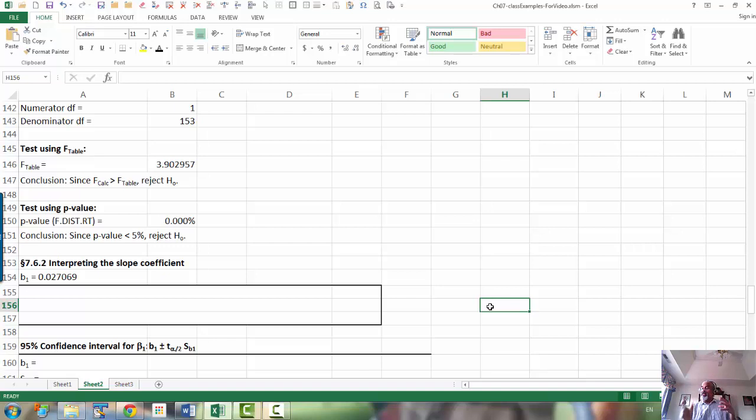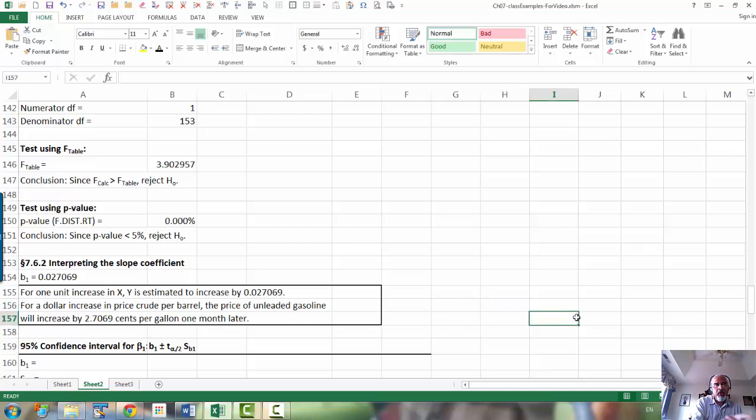So a dollar increase in x, going up by 1, a dollar increase in the crude oil price per barrel will result in the gasoline price next month going up by $0.027 or 2.7 cents per gallon. That's our estimate. So that's how you understand. That's a basic understanding of what that slope coefficient means.